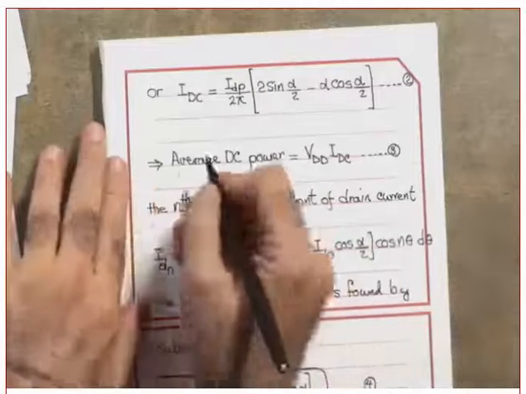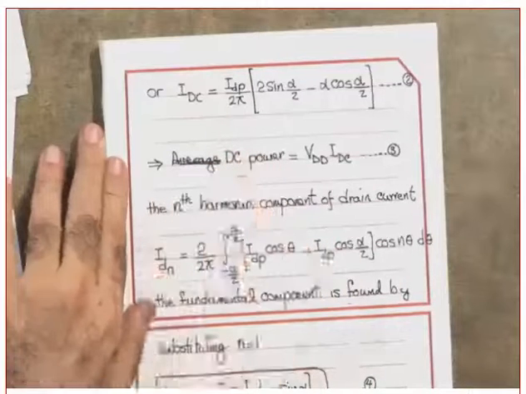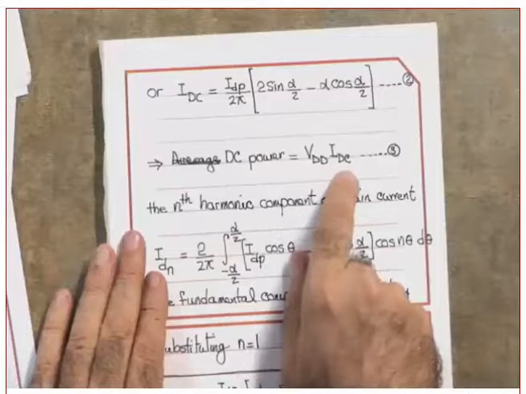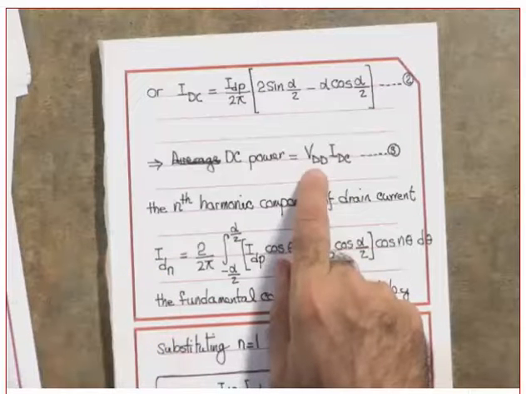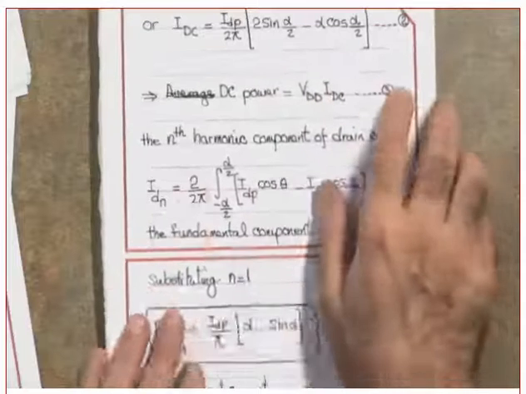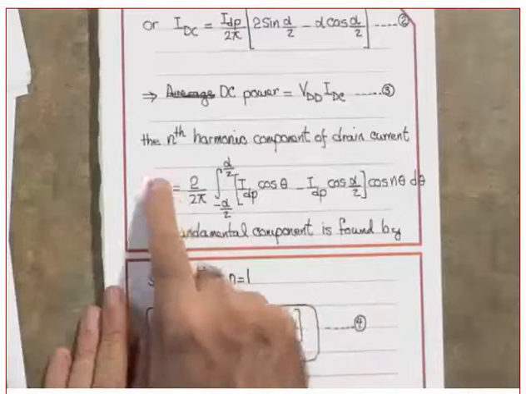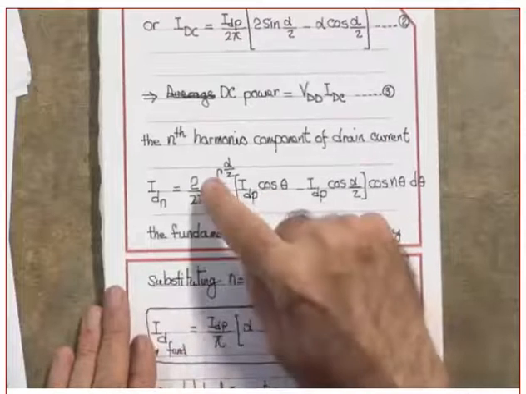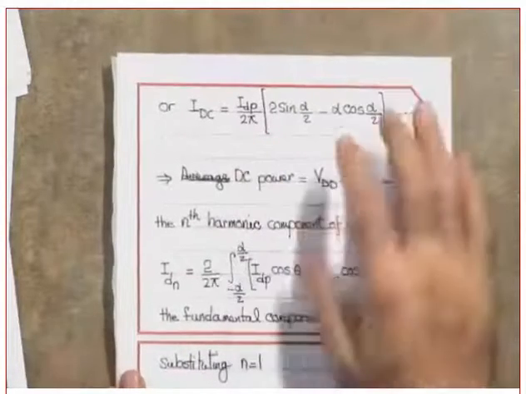Why do I say average DC power? The DC power is VDD times IDC. Yes? Why VDD? It's coming from the power supply. The DC is coming from the power supply. Now, how do I get the nth harmonic? By the way, in a minute, we will substitute n equal to 1. This is the nth harmonic. What is it? 2 over 2 pi, instead of 1 over 2 pi.